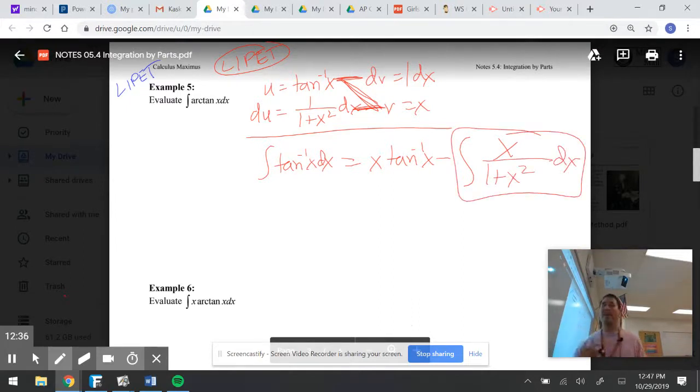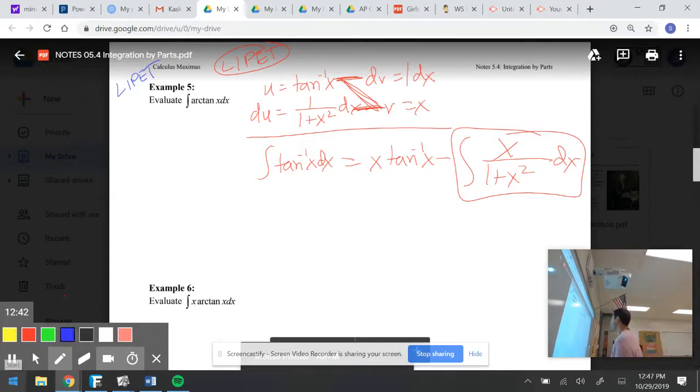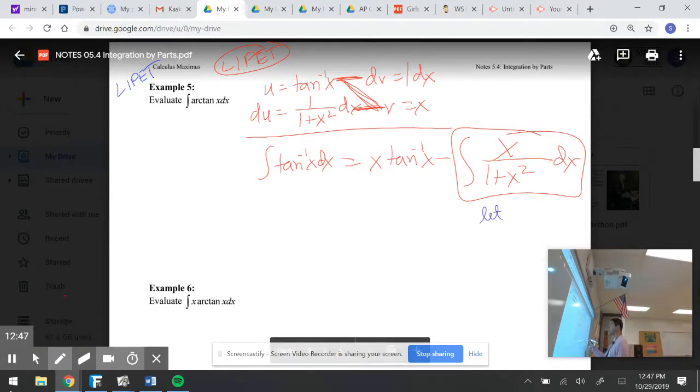Oh, sweet, right? If that was a standalone problem, you guys would dominate that. That is simply a u-sub. I technically used u already, so let's make it a w-sub. So I'm going to let w equal 1 plus x squared. That means dw equals 2x dx. That means dx is equal to 1 over 2x dw, right?